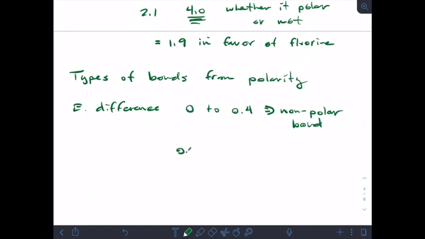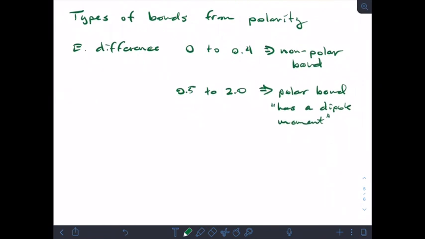If the electronegativity difference is between 0.5 and 2, then we say that it is a polar bond, or it has a dipole moment. If the electronegativity difference is greater than 2.0, guess what? We say that it's ionic. Okay. So let's look at an example.